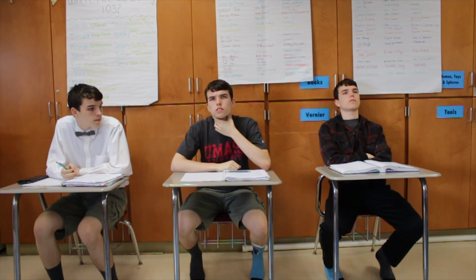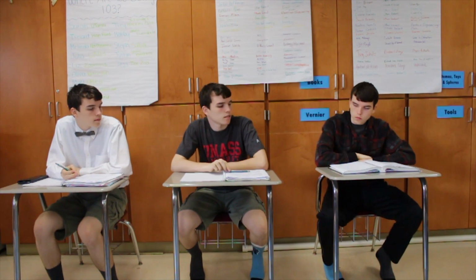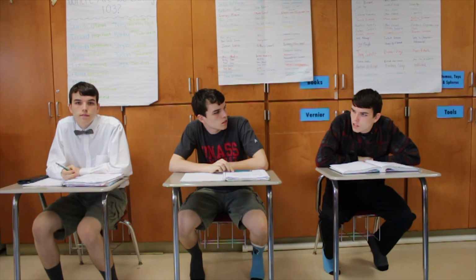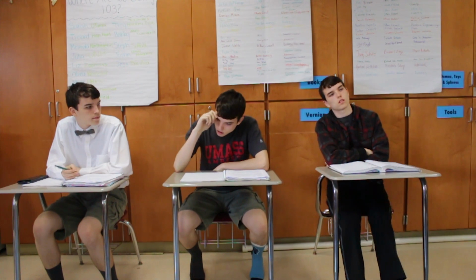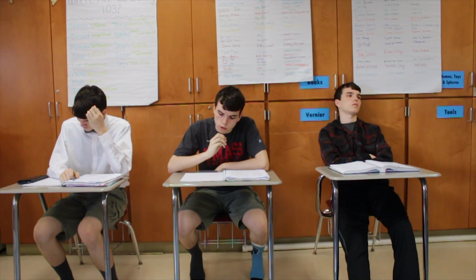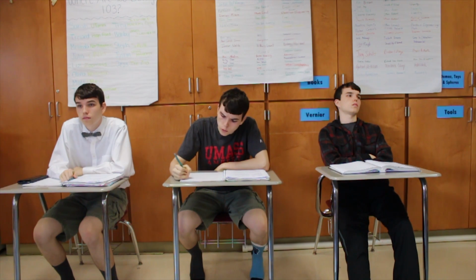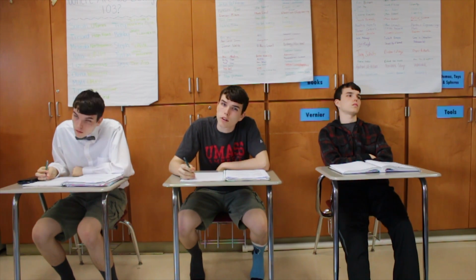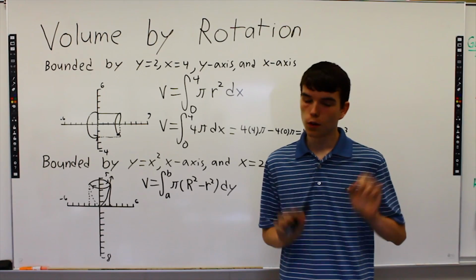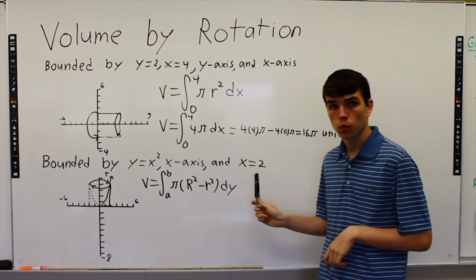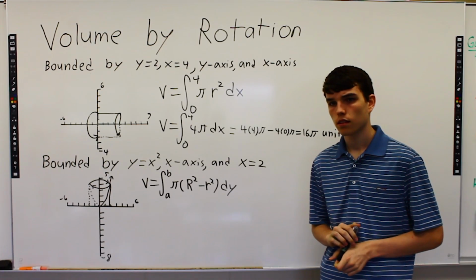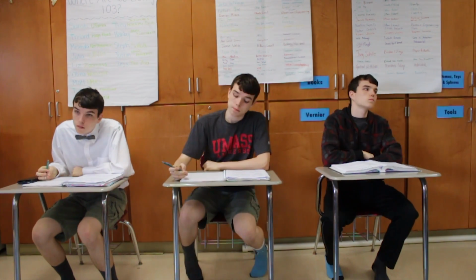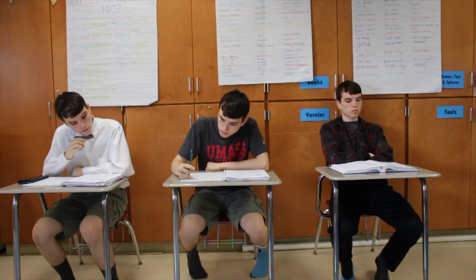I don't know. I'm still confused by dy. The dy means your radius will be determined by x values, so you're going to have to solve for x. Oh, alright. So the bigger radius is 2, and the smaller radius is the square root of y. So that means we take the integral of pi times 4 minus y from 0 to 2, and... Hold on, Mark. Since the integral is with respect to y, you're going to need to change the bounds. My bad. So the integral is from 0 to 4.